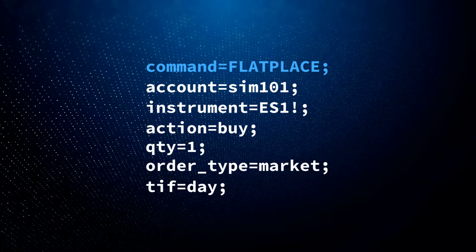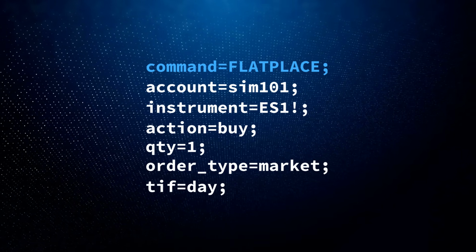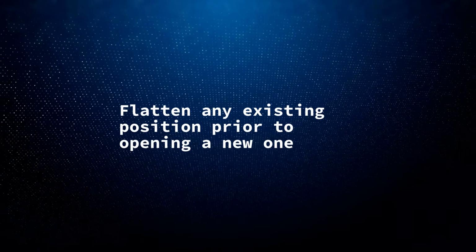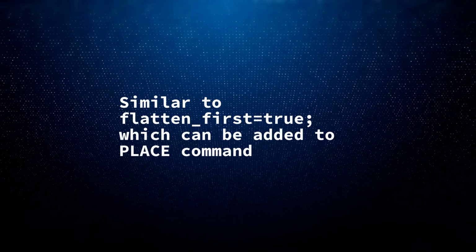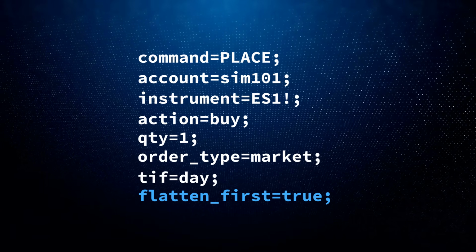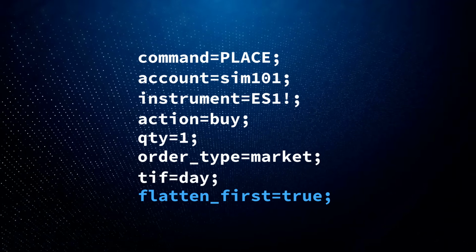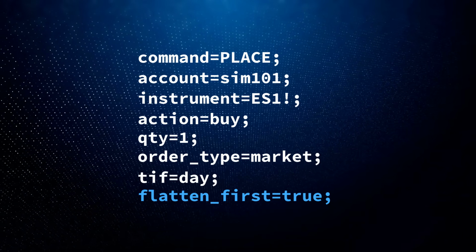We built a custom place command called the flat place, which is a combination of a place command and a flattening action. This allows you to flatten any existing position prior to opening a new one. It's similar to an enhancement we built called flatten first, which can also be added to a place command payload. Flatten first was our first enhancement to solve a unique issue with pending orders being orphaned when you start sending place commands into Ninja without any guardrails.